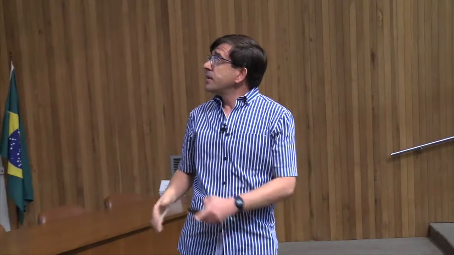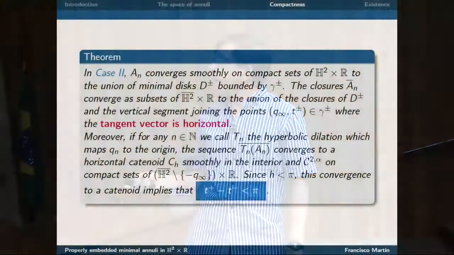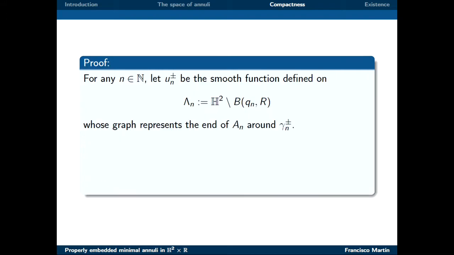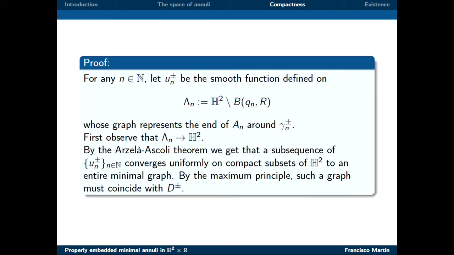In particular, what we have is this. If you are assuming that the neck is escaping to the segment bounded by these 2 points, the height between these 2 points where the neck is escaping must be less than pi. Okay, the proof of this case is simple again.